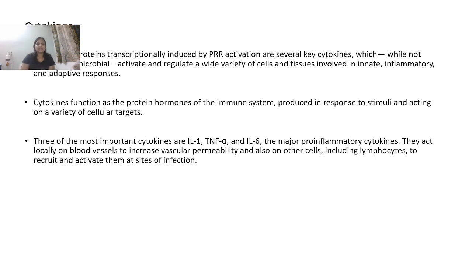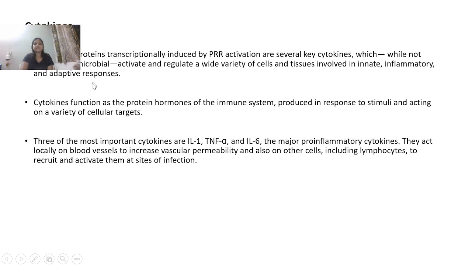That means they can be produced in response to one stimulus, and they can travel long distances like hormones and act on different types of cellular targets. The three most important cytokines are IL-1, TNF alpha, and IL-6, and these are all pro-inflammatory cytokines. They will act locally on the blood vessels to increase vascular permeability, and also on other cells, including lymphocytes, to recruit and activate them at sites of infection.